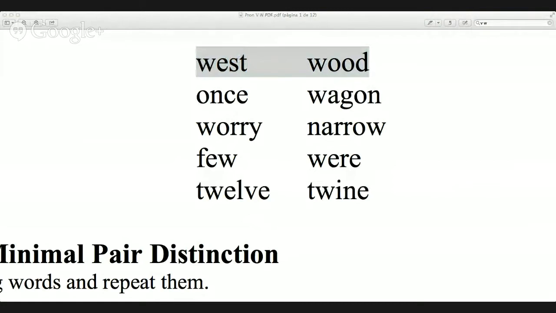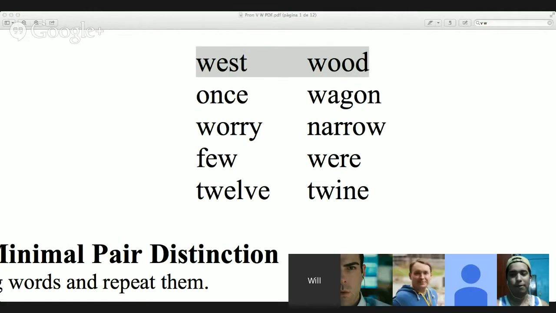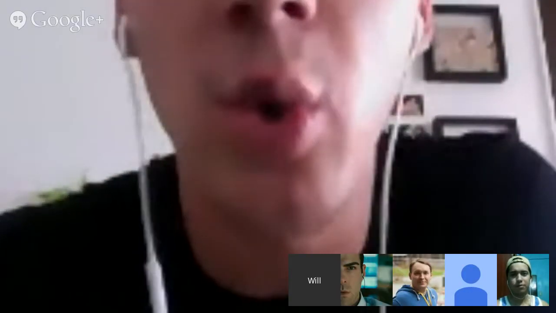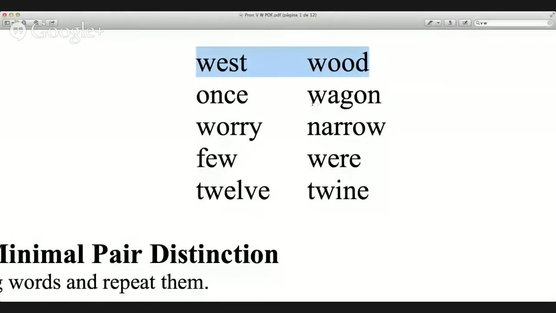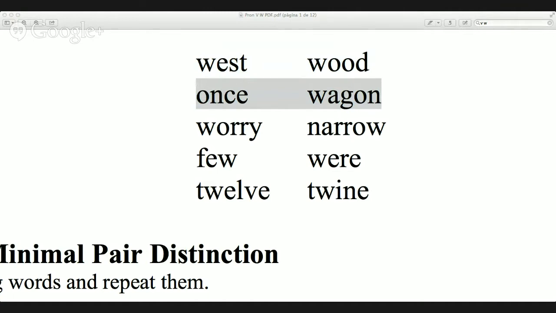Aldis. West, wood. Good. Jade. West, wood. And again, there's no teeth here, it's west. West. West. Good. Pavel. West, wood. And Peter. West, wood. Good.